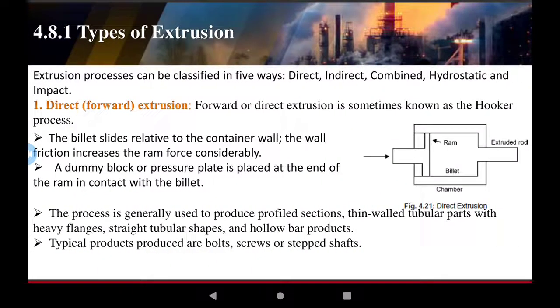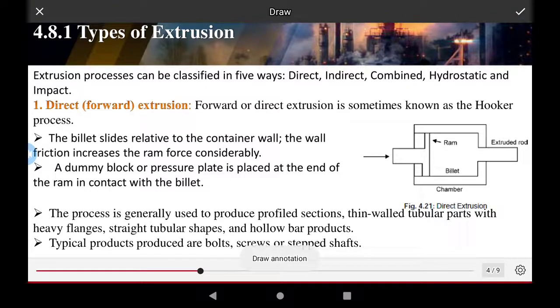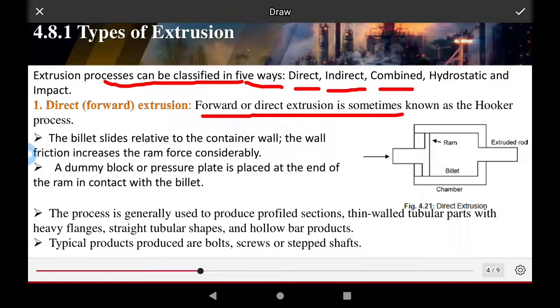Types of the extrusion process. The extrusion process can be classified in five ways: direct extrusion process, indirect extrusion process, combined extrusion, hydrostatic extrusion, and impact extrusion. The direct extrusion process, the forward direct extrusion, is sometimes known as the Hooker's process, where the billet slides relative to the container wall. This is the forward extrusion process, also known as the direct extrusion process.